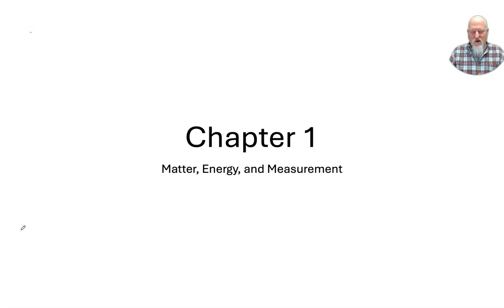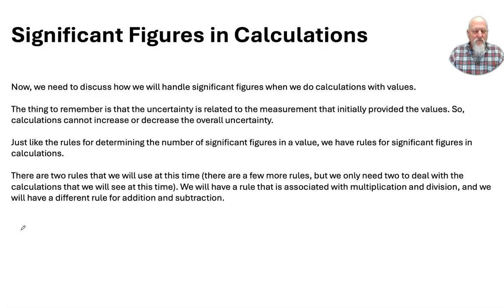Okay, so when we do calculations, the calculation shouldn't shift the precision. We can't get better precision by doing math on them, and we can't make it worse. So we need to look at how to deal with significant figures when we do calculations. So, as I just said, precision or significant figures is a measure of where the uncertainty occurs or where the error starts. So we're going to have rules to use when we do calculations.